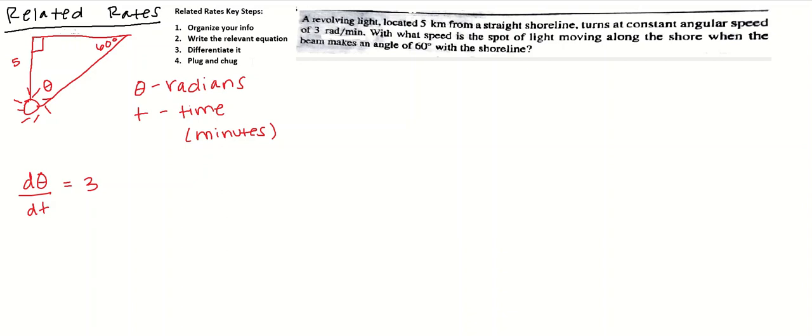So what we need to do is come up with some label for this horizontal distance, for the length of the shoreline. I'm going to call the length of the shoreline x. It doesn't have to be x, you can call it whatever you want.